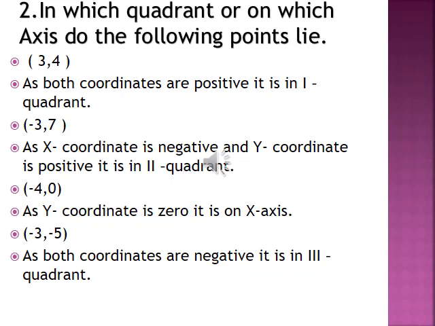Now see here, both the coordinates are negative and therefore this point lies in the third quadrant. In this way you have to guess and write in which quadrant or on which axis the following points lie.